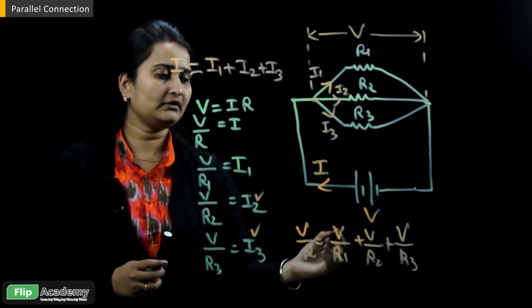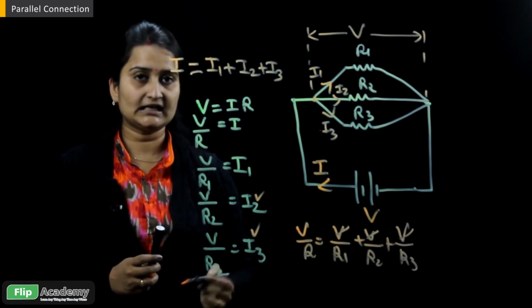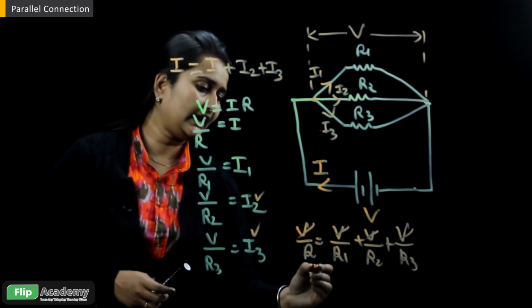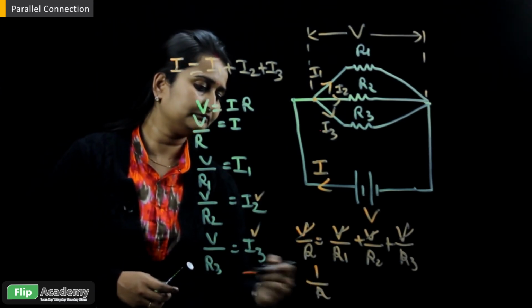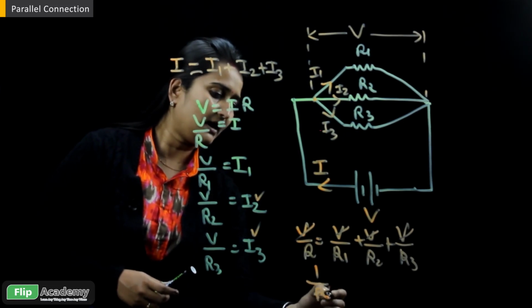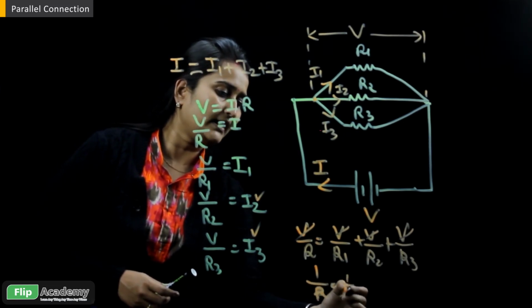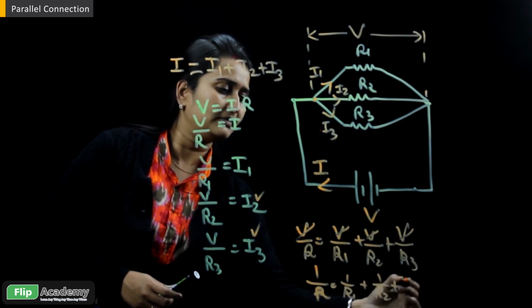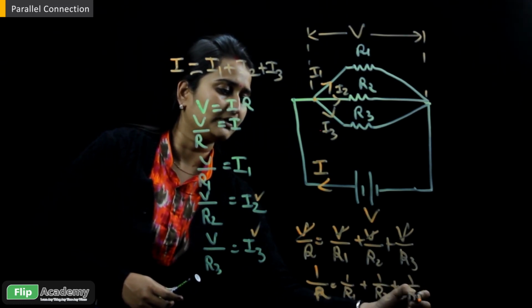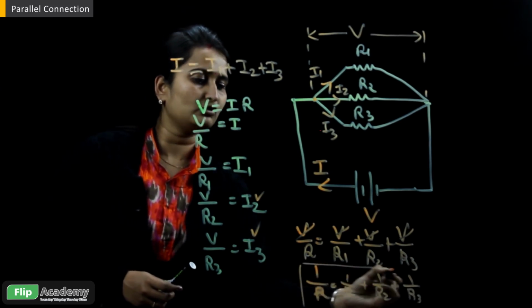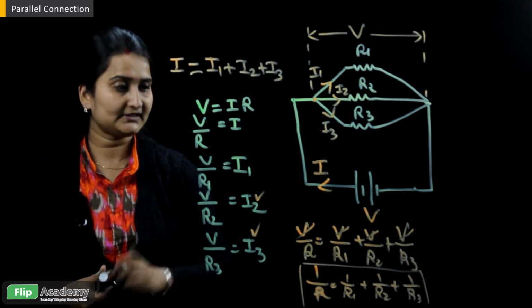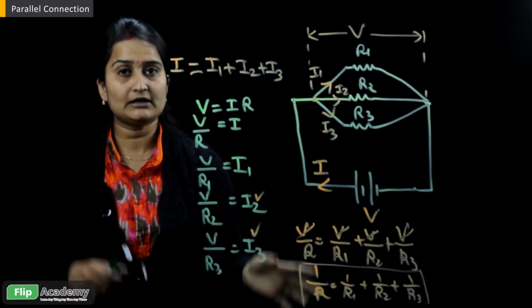Now take common, this V is taken common and will cancel out on this side. So what you will get is 1 by R is equal to 1 by R1 plus 1 by R2 plus 1 by R3. This is what you have to prove. So this is the formula for parallel resistance and this is how you need to calculate it.